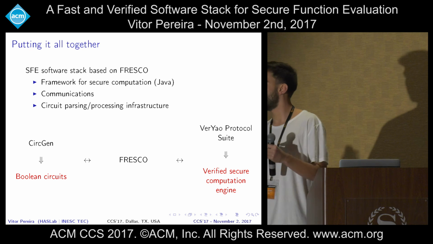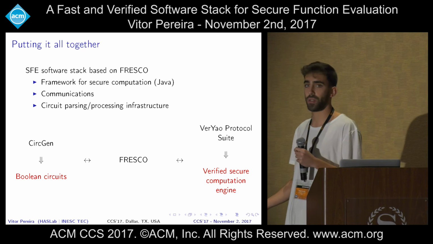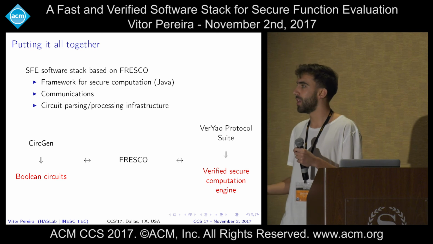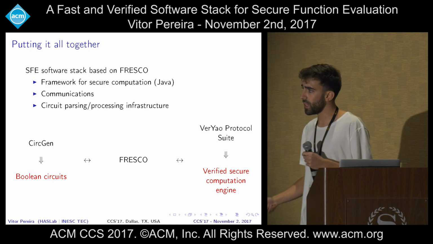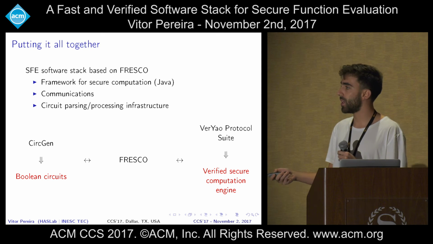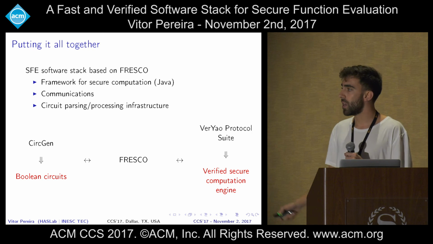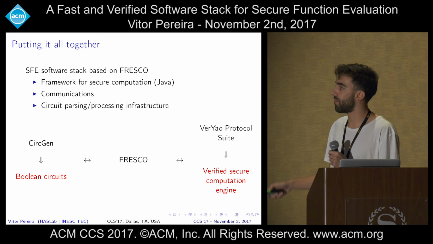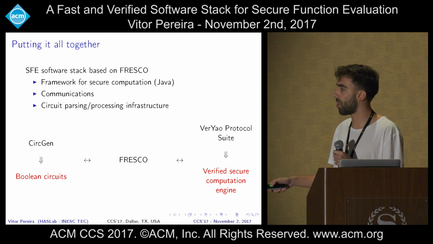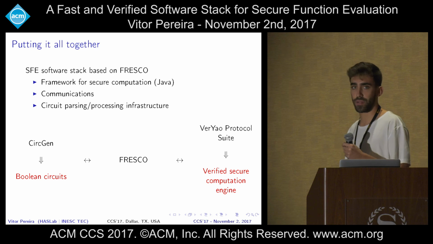To combine them, we decided to use the Fresco framework, which, as already said, is a framework for secure computation based in Java. We use Fresco to deal with communications and circuit parsing for us. So, having a C program, one can use the CircGen compiler to certifiably obtain a Boolean circuit, which can then be fed into Fresco, which has this Viaduct protocol suite that is able to call our verified secure computation engine that can securely evaluate the Boolean circuit that was previously generated.